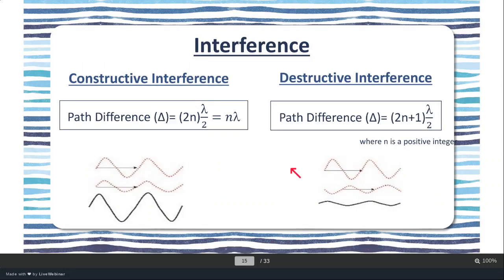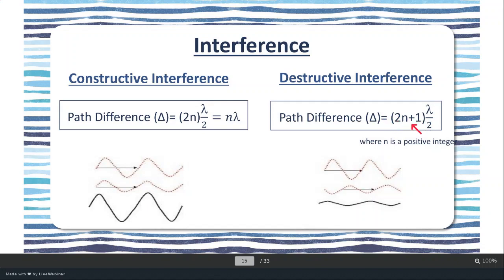Okay, so constructive interference and destructive interference. We have discussed their definitions. So let's see the mathematical representation by which we can determine which is constructive and which is destructive. The path difference between them is delta equal to 2n multiplied by lambda by 2 for constructive interference, and for destructive interference it is (2n plus 1) lambda by 2.